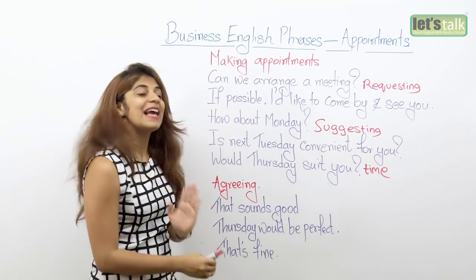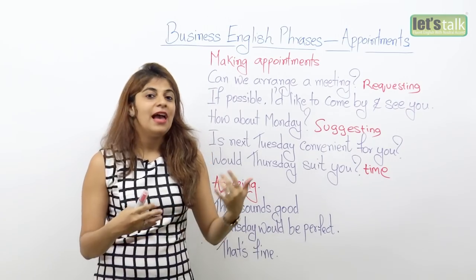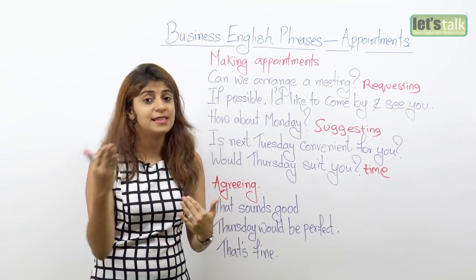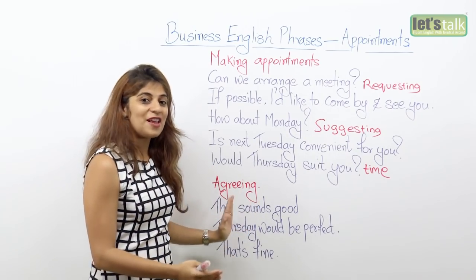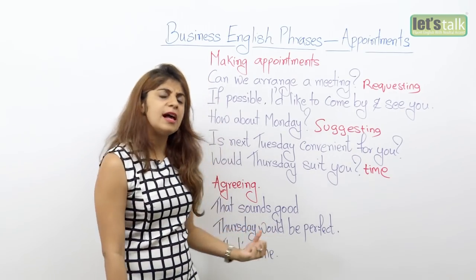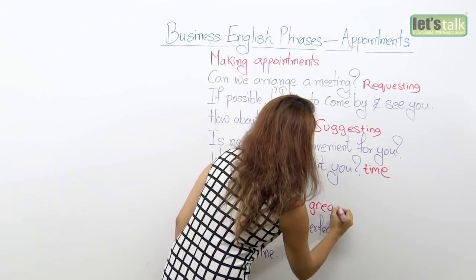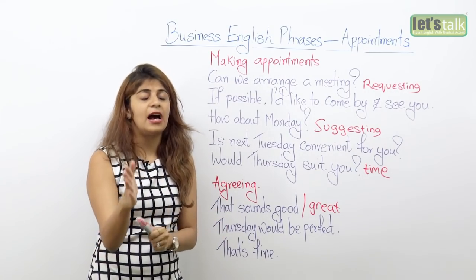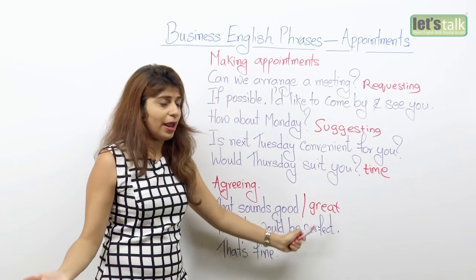Now the next one is agreeing. Now, probably someone has called you and intends to meet you, and you are okay with what he or she has suggested. So how do you agree to it? Well, these are the phrases that you would use. The very first one, that sounds good. Okay, that sounds great. So any two words, it means that you're okay meeting at the time that's been suggested to you. So that sounds good, or that sounds great.